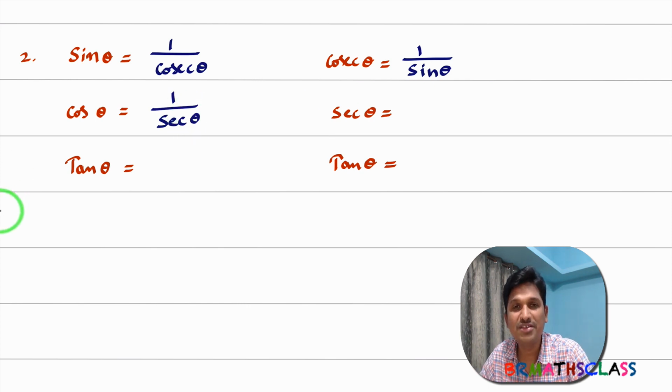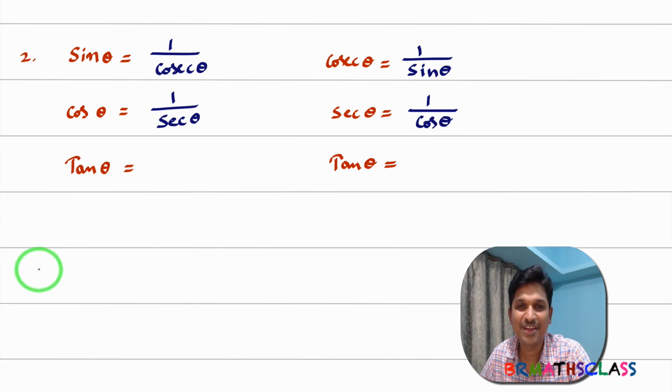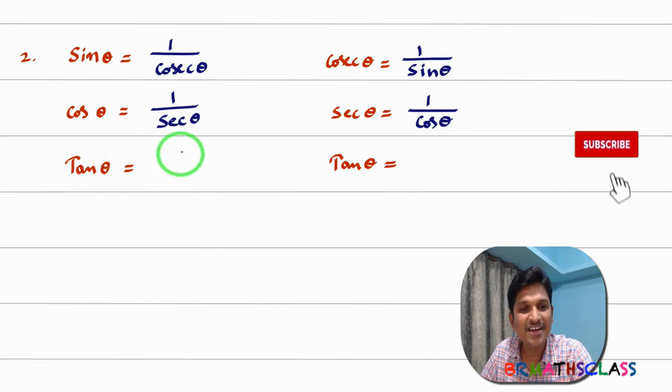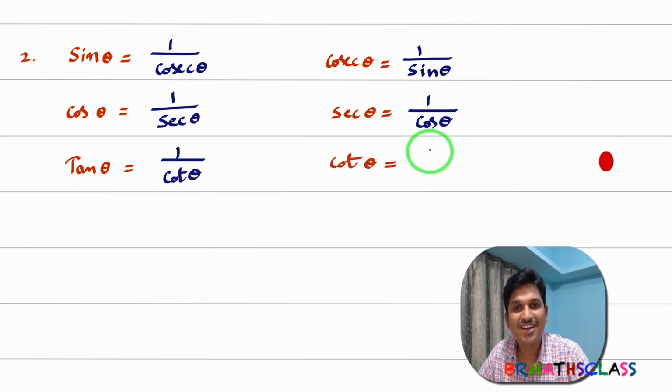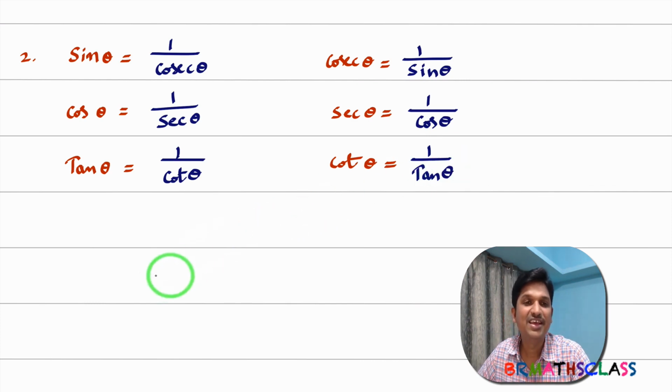So here cos theta can be written as 1 divided by secant theta. If you cross multiply this, you will get secant theta. Secant theta is 1 by cos theta. Tan theta reciprocal is 1 by cot theta. Cot theta is 1 divided by tan theta. These are the 6 reciprocal formulas.